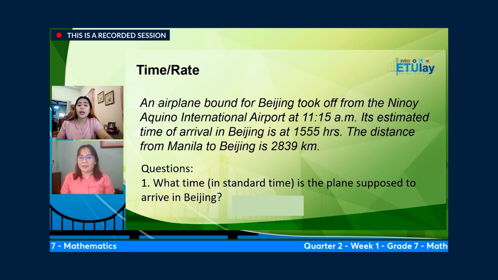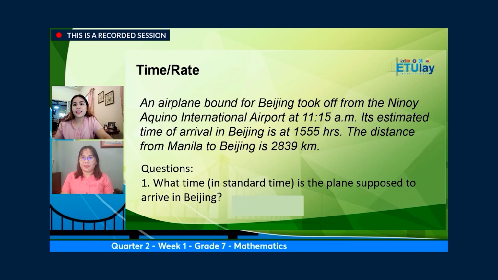There are two types of notation in stating time. First is the 12-hour notation or the standard time. And the second one is the 24-hour notation, or what we call the military time. So in this notation, 1 p.m. is expressed as 1300 hours and 5:30 p.m. is expressed as 1730 hours.